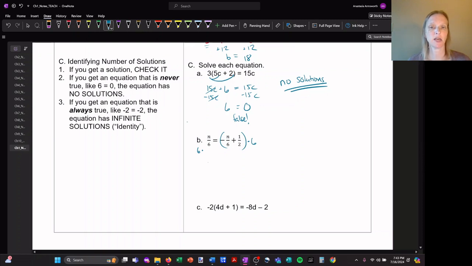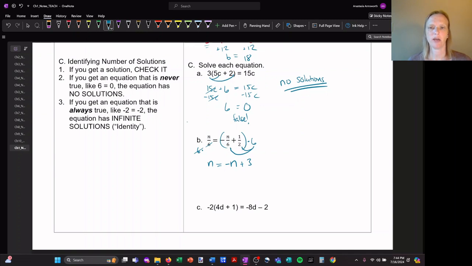6 times n divided by 6 just leaves you with n, like the 6 and the 6 cancel out. On this side, we have to distribute the 6, distributive property, multiply everything you see here by 6. So negative n divided by 6 is just negative n. And then 1/2 times the 6 is 3. This is now a much easier problem to deal with because none of my values are fractions anymore.